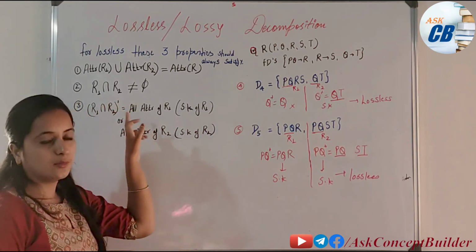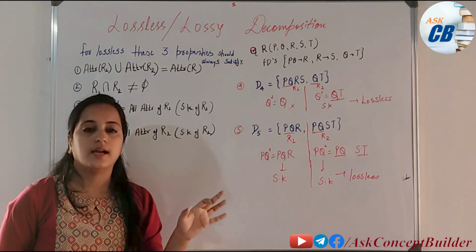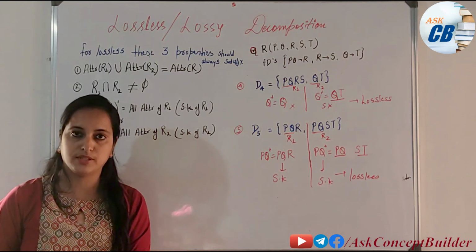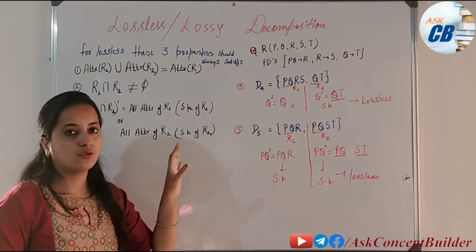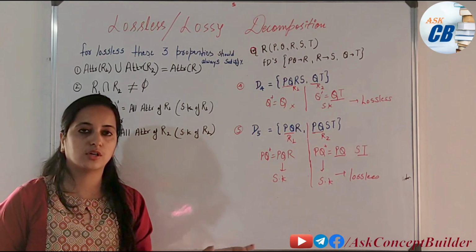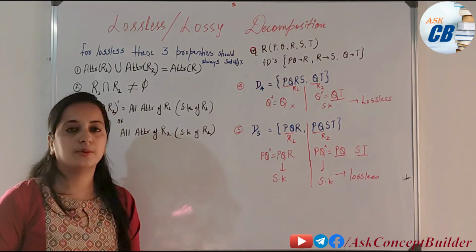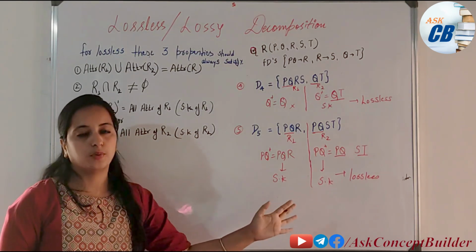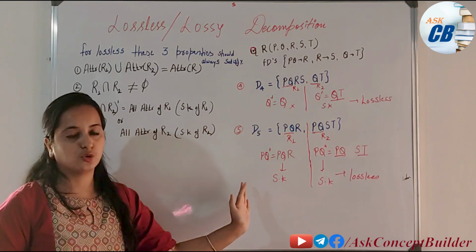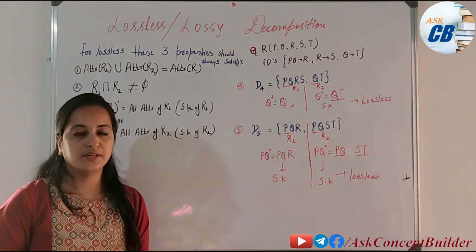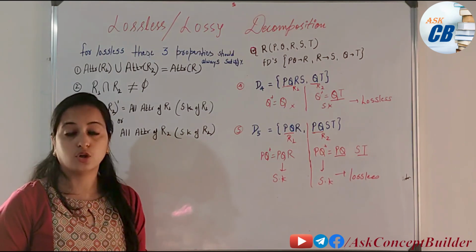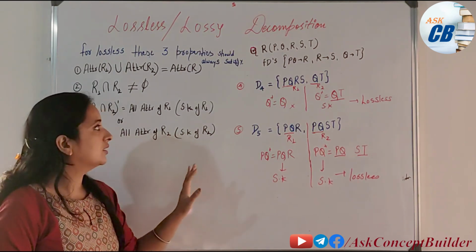Then you have to check the second point, that there should be at least one common attribute between them. If you have not got a common attribute, directly it is your lossy decomposition. If you have got that common attribute, then you have to check whether it is a super key for any of the relations. If it is a super key, then that is your lossless decomposition. Okay, so in this way you can check.